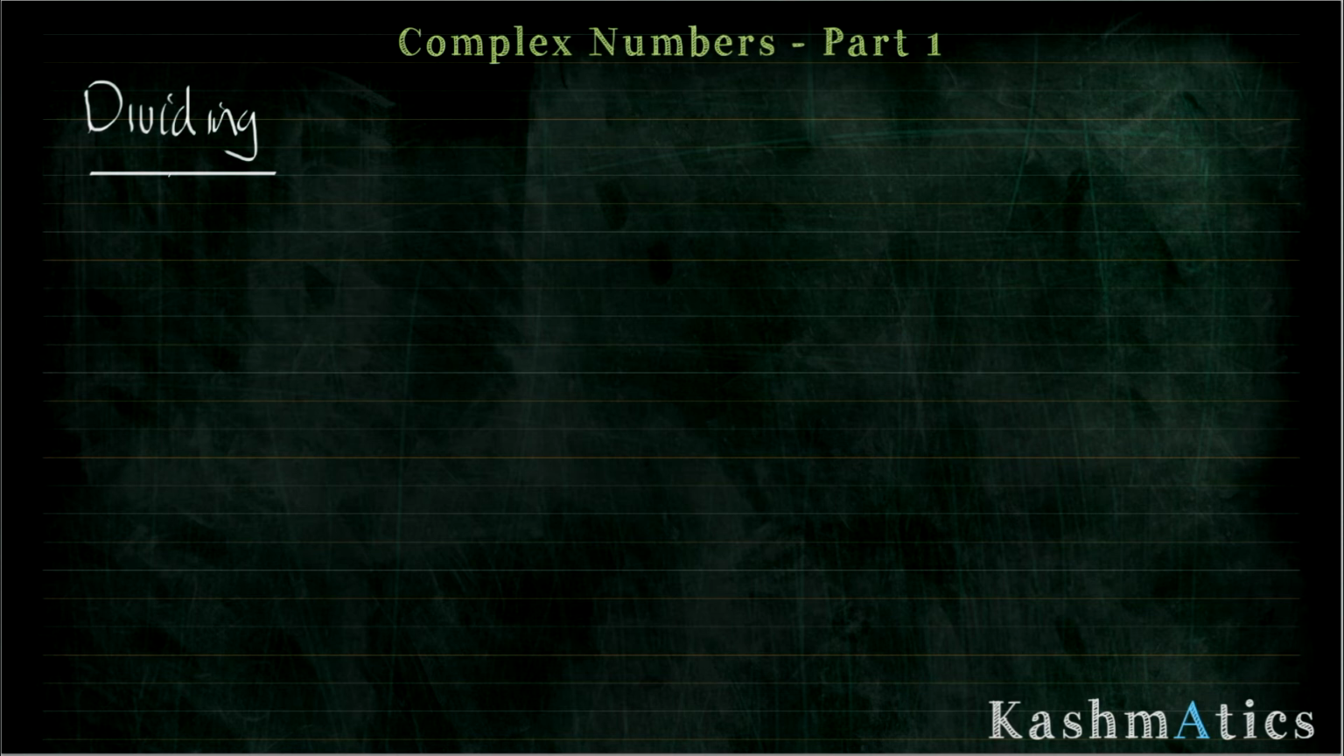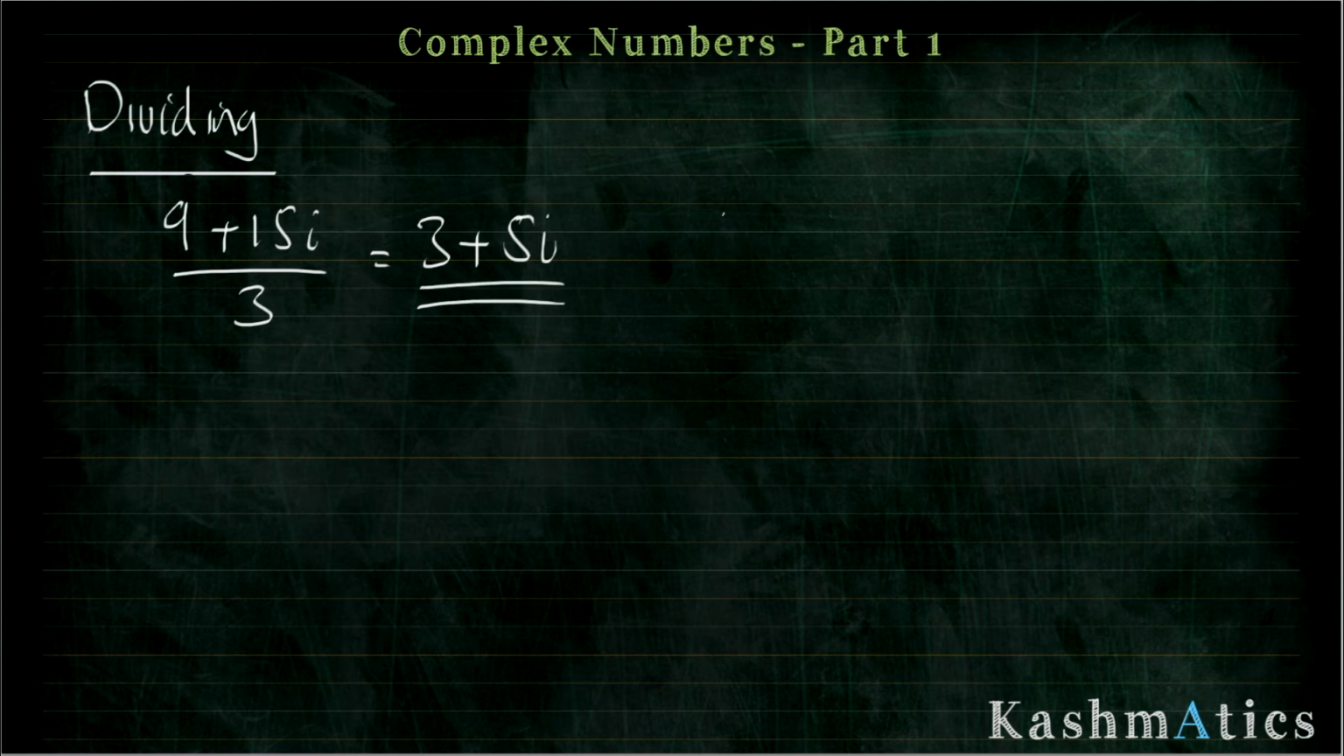Now dividing, much like multiplying, is quite straightforward as well. So if you had something like 9 plus 15i over 3, for example, all you need to do is divide each component by 3, so that would be 3 plus 5i. That's quite straightforward. If you had 4 minus 7i over 3, you could split that up into 4/3 take away 7i over 3, and that's fine. Now, with all of these we were dividing by real numbers.